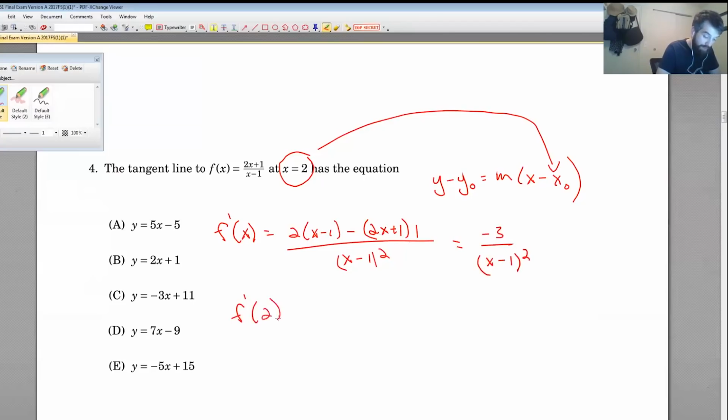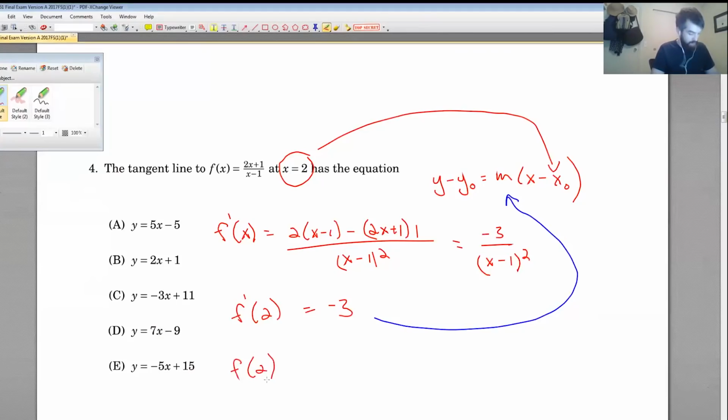Then for f prime, I want to plug in the value of 2 here. Plugging that 2 in, the bottom just becomes 1. It looks like I just have minus 3. So that's giving me the slope. That slope is this minus 3 value. The final thing I have to figure out is the y naught. To get the y naught, I do f of 2, the original function, the y, right? The original guy. So plug it in: 2 times 2 is 4, plus 1 is 5, divided by 2 minus 1, which is 1. And so this is 5. Final story: y minus 5 equals minus 3 times x minus 2.